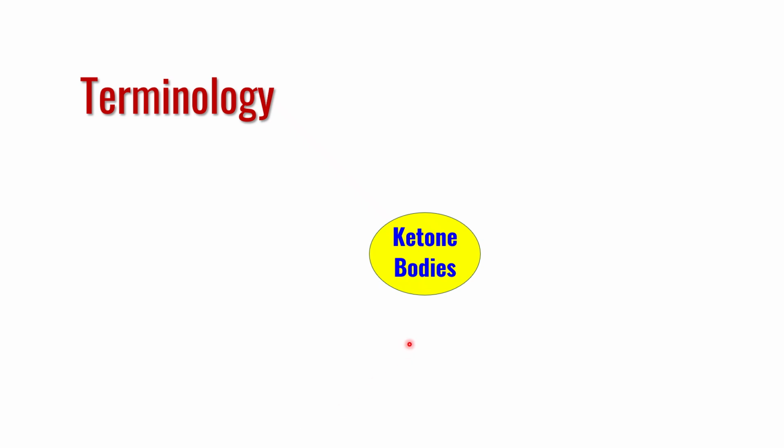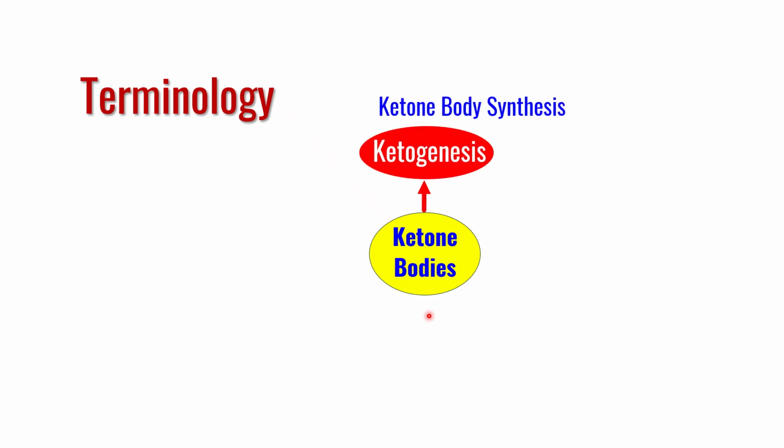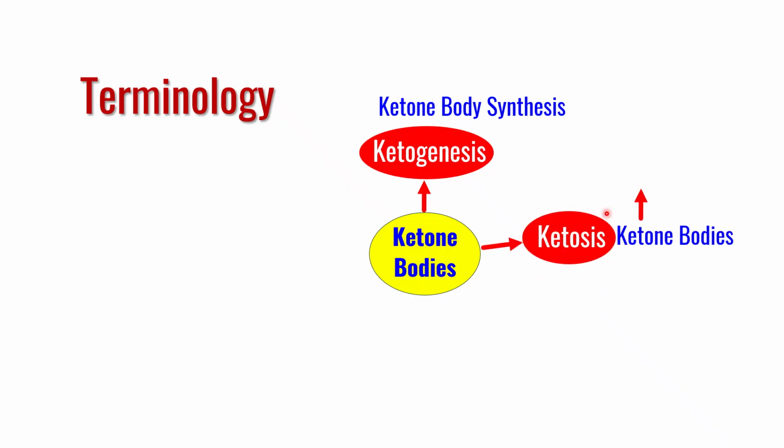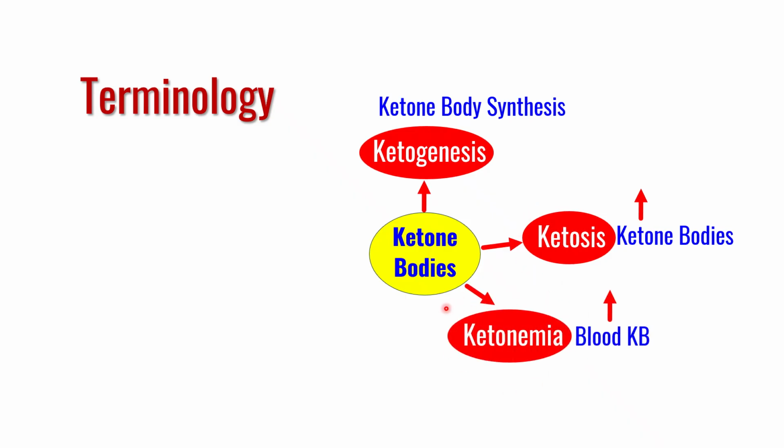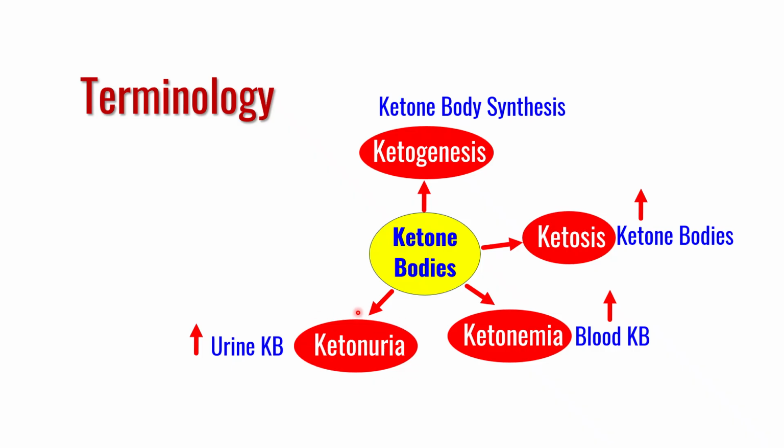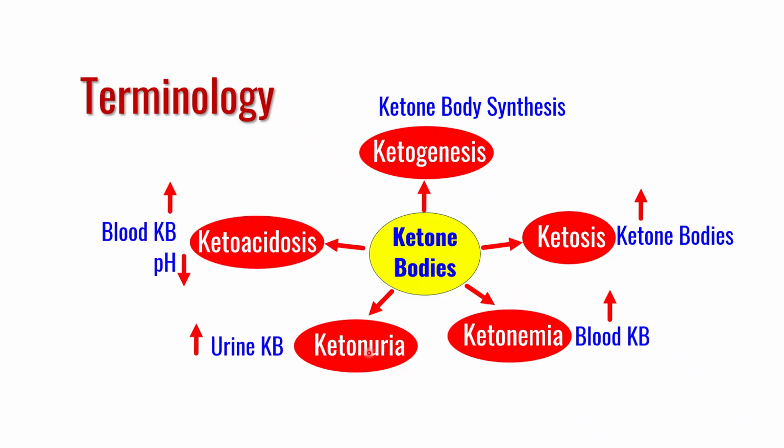There are certain terms related to ketone bodies which must be clear to you without any confusion. The first one is ketogenesis, which refers to the synthesis of ketone bodies, and the second is the metabolic state known as ketosis, indicating a higher level of ketone bodies. When the level is increased in the blood, this is known as ketonemia. When the level is increased in the urine, that is known as ketonuria. And when a higher level of ketone bodies is able to decrease the blood pH, that condition is known as ketoacidosis. So these four are the conditions, and this is the metabolic process of making ketone bodies.